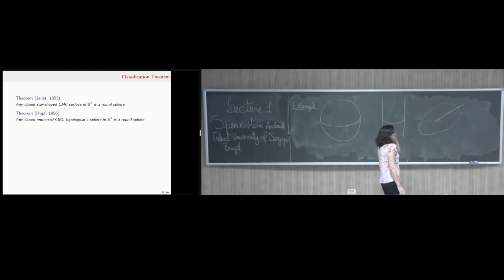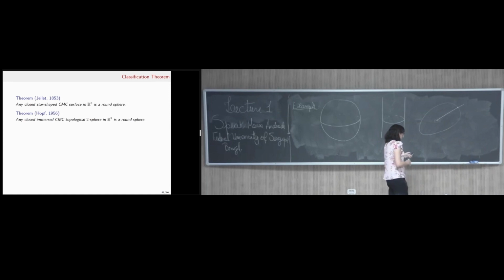After that, Hopf, in 1956, proved that any closed immersed CMC surface topologically equivalent to a sphere in Euclidean space is a round sphere. When I say closed here, it means compact without boundary, in this lecture. These are famous results of Hopf.